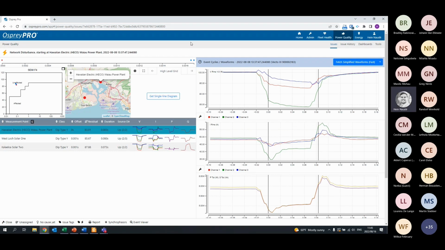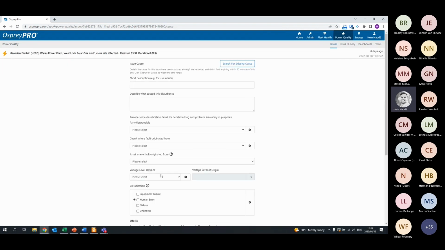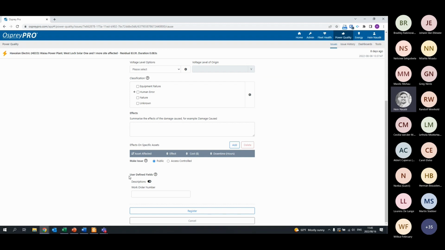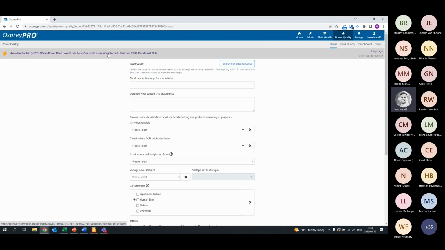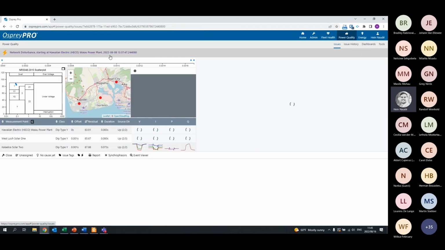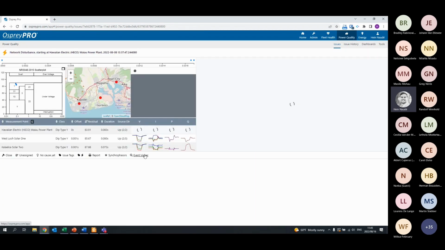Yes, 100%. So I think this is a good overview of what the system can provide you. As I said earlier, these causes that you can add here, this is just the default. You can add user-defined fields. If there's something specifically that you want to report on, you can add more fields here and annotate that.